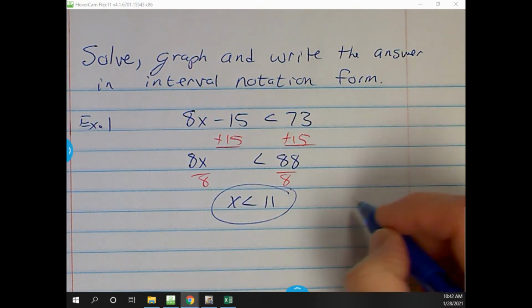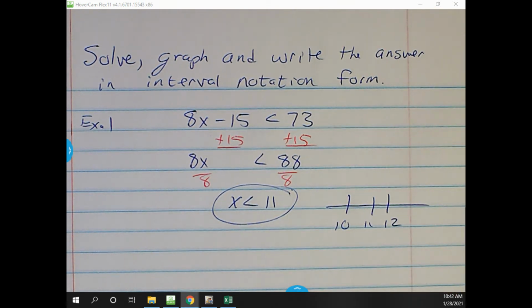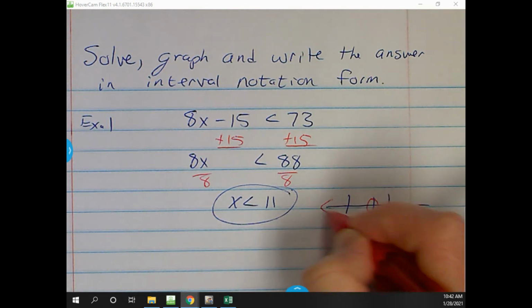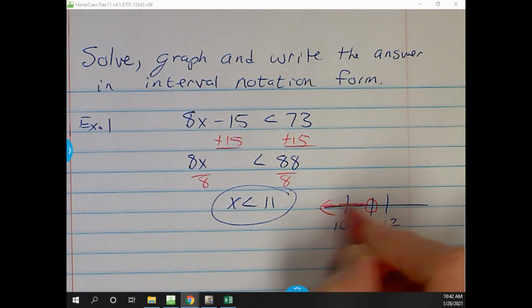Graph-wise, again, not too difficult. Hopefully everybody remembers those. 10, 11, 12. We need an open circle at 11. Arrows pointing to the left, so we need this on the left-hand side. And then we shade it in from there to there.